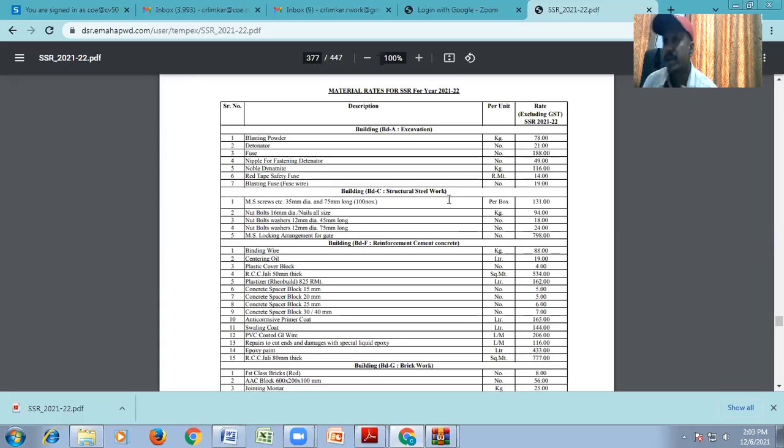So generally you have to do the market survey. Now, as we belong to the Solapur region, you can visit the distributor office or dealer office and take down the rates of the different materials. In your SSR, these material rates are mentioned. As you can see on the screen, for building excavation, you require blasting powder, then detonator, then fuse, then noble dynamite. All these are the materials which are required for making the blast.